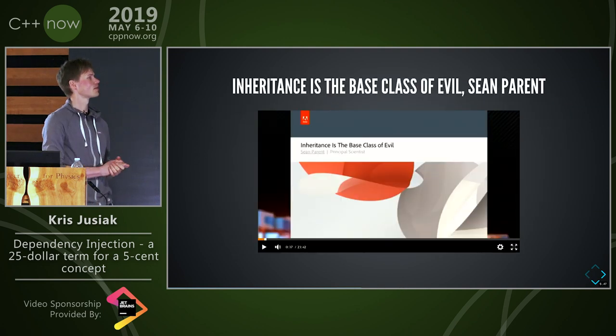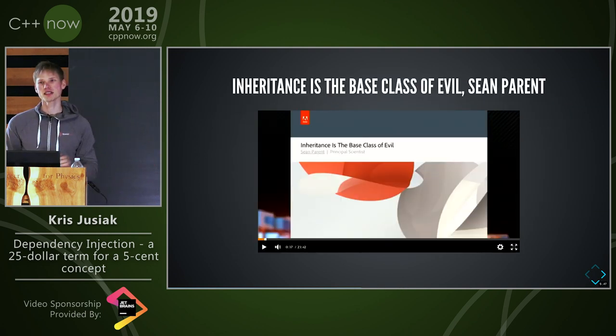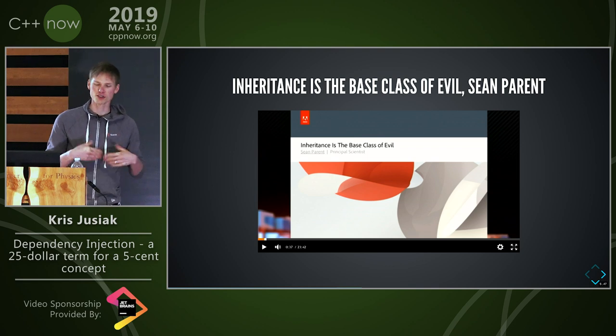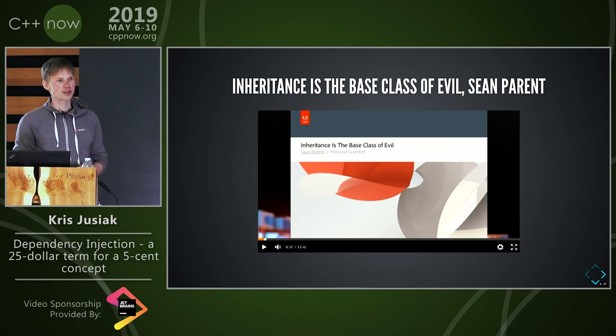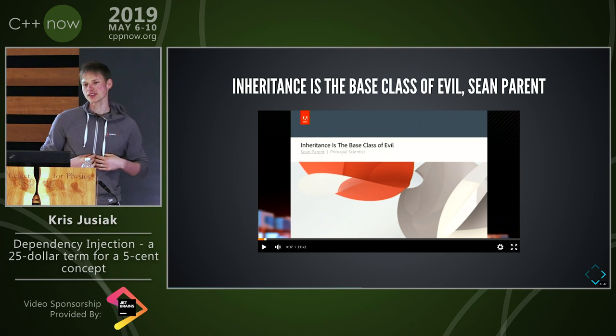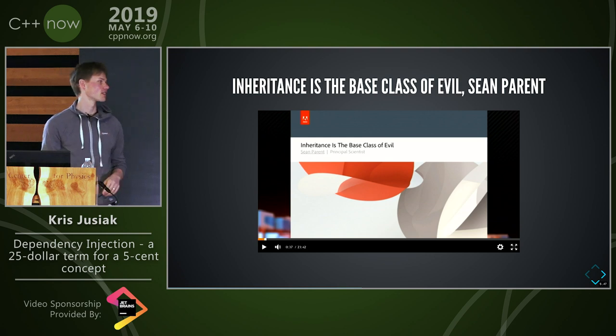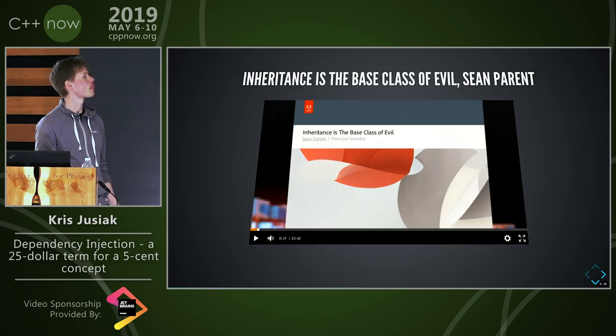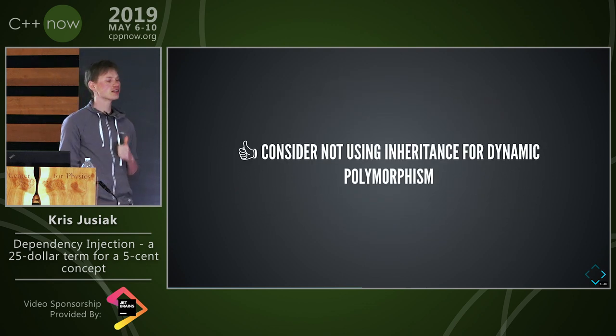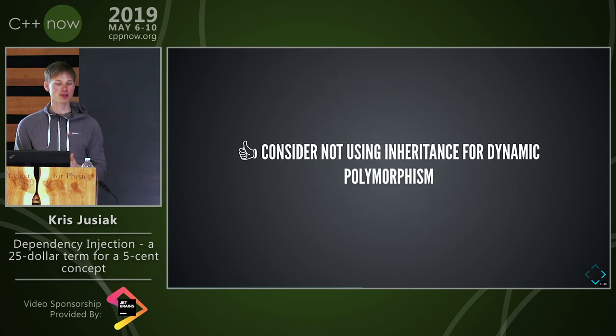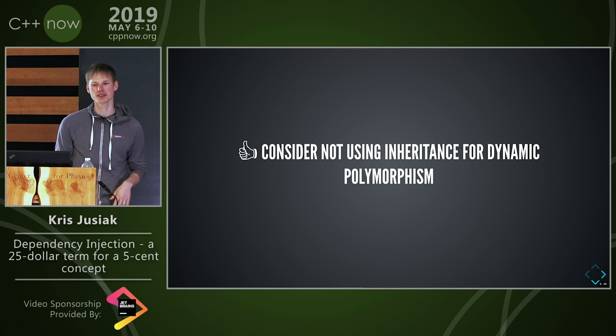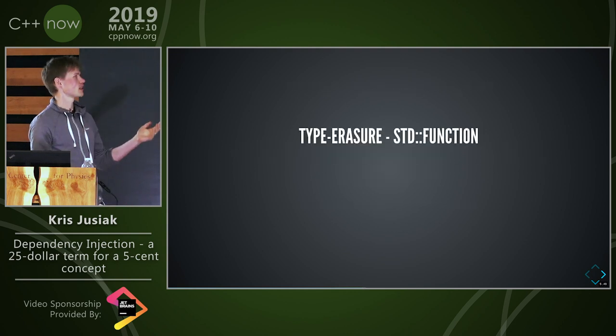But, you know, inheritance is the base class of evil, so let's not do that. You don't have to take my word for that. You just watch that talk, and I guess you'll be convinced by Sean. So let's not consider using inheritance for dynamic polymorphism. That's a rule of thumb for good design. Let's use, for example, type erasure instead.